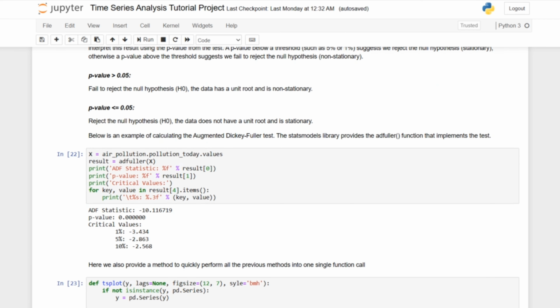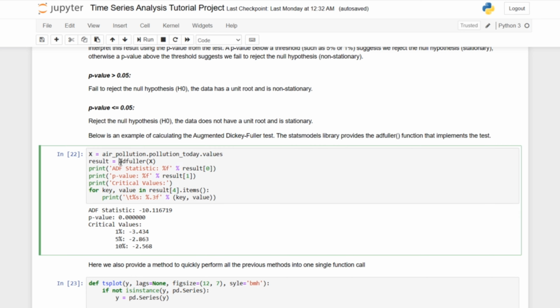So below is the example, guys, for the Dickey-Fuller test. Below comes the Dickey-Fuller function, calling upon the pollution today values. If you print all the statistics, we have the ADF statistic, the p-value, and the critical values. With respect to the p-value, here you can see it is 0, which basically says that your data is stationary.